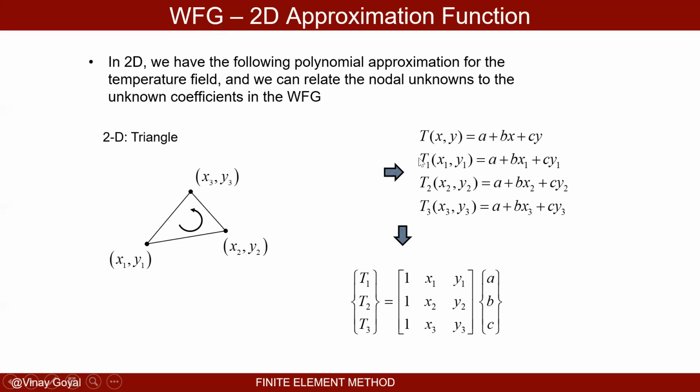And so to do that, I know that at node 1, I should get T1 when I plug in X equals X1 and Y equals Y1. And that gives me A plus B X1 plus C Y1, and so forth for T2 and T3. That's what I'll get, the temperature 2 and temperature 3 in this manner. I can rearrange this in this format. And really what I'm after is, what does my approximation function look like? So I'm really trying to solve for A, B, and C, given that I know X1 and Y1, X2 and Y2, X3 and Y3.